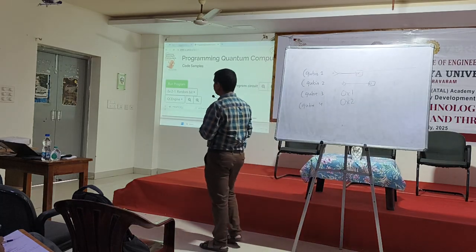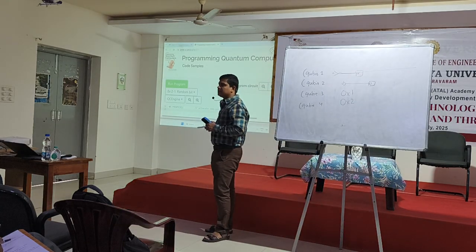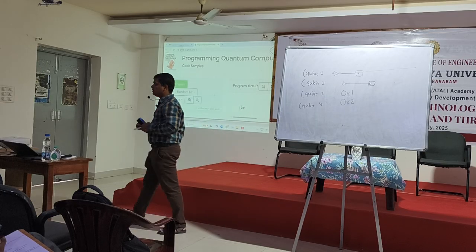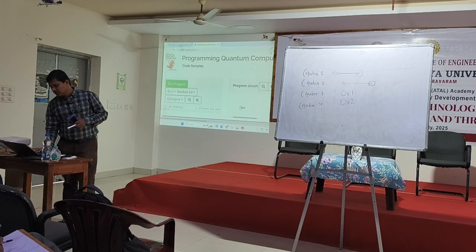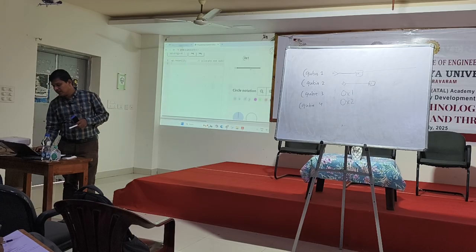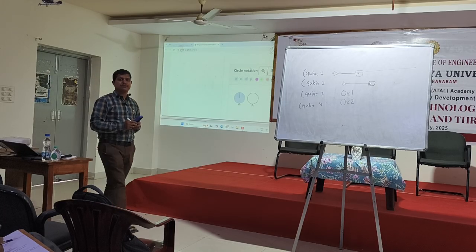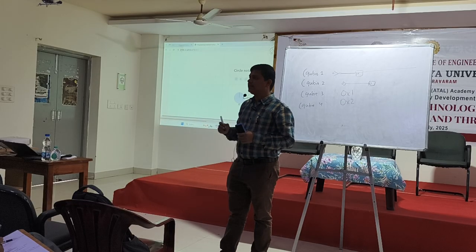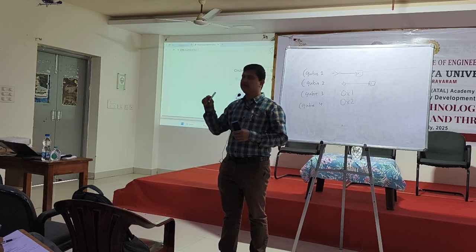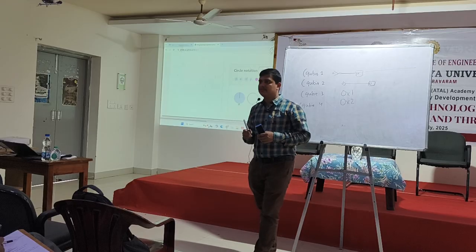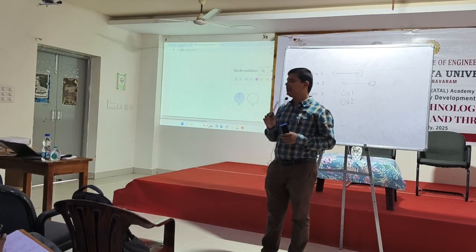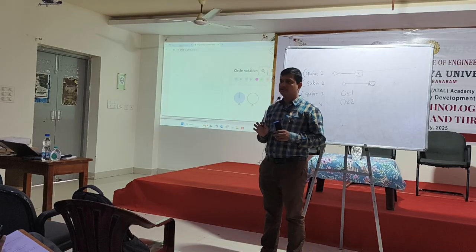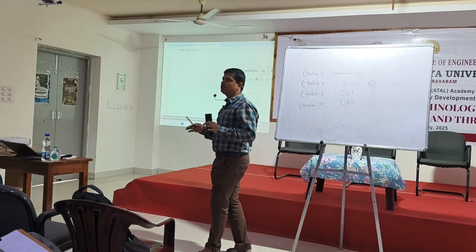In the program circuit, you can see I am initializing 1 qubit by allocating a qubit. Now if you come down, what is there in the circle notation? 0 is filled, right? Relative phase is at 12 o'clock, right? And 1 is blank, right? And there is no output.